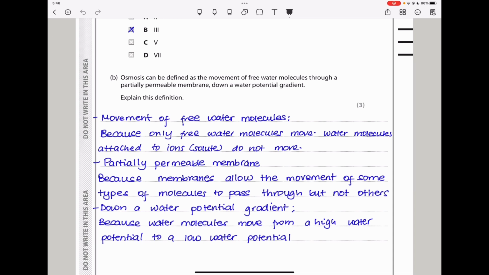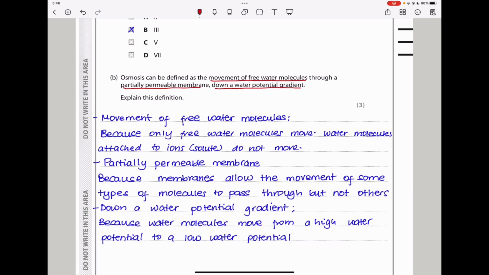Part B says osmosis can be defined as the movement of free water molecules through a partially permeable membrane down a water potential gradient. Explain this definition. To be able to explain this definition, I have to look at the information that is given. Movement of free water molecules, and then they say through a partially permeable membrane and then down a water potential gradient.